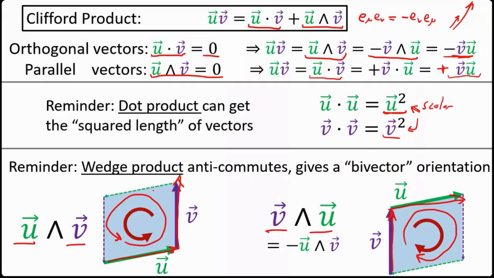But v wedge u, you do this and then this, so you kind of go in the clockwise direction instead. So that's why the wedge product anti-commutes: if you do it one way, you get a clockwise orientation, and if you do it the other way, you get a counterclockwise orientation. So that's something to keep in mind with the wedge product. The planes always have an orientation.